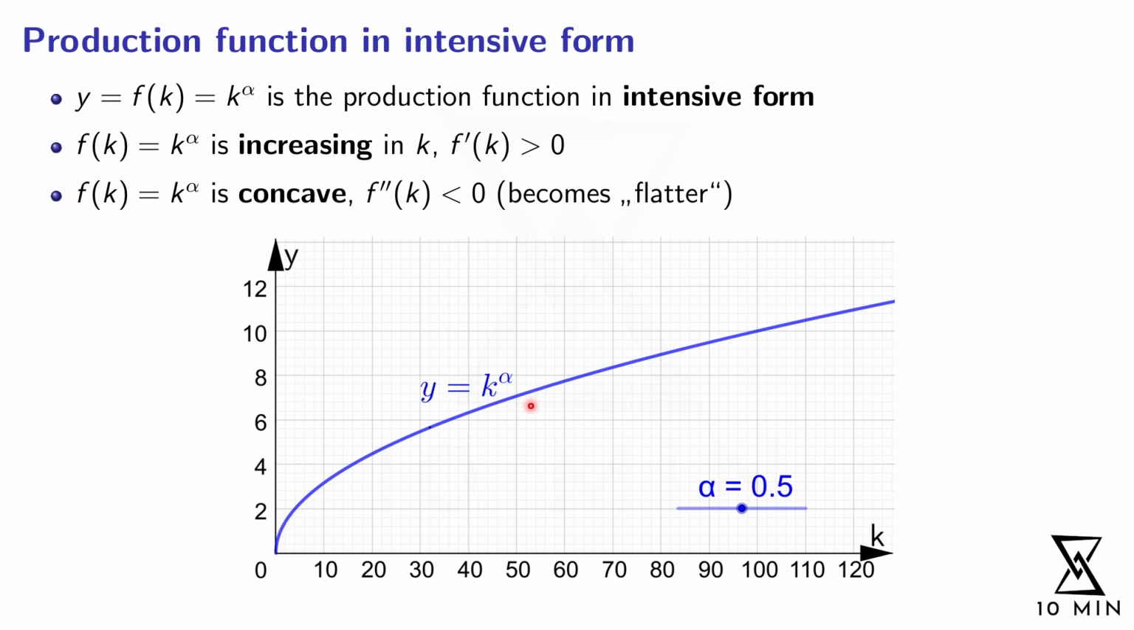But because of this diminishing marginal product of capital, each additional unit of capital per worker has a weaker positive effect on the income per person. Meaning, this production function in intensive form is increasing, but the slope is getting smaller and smaller, right? So it's getting flatter and flatter.